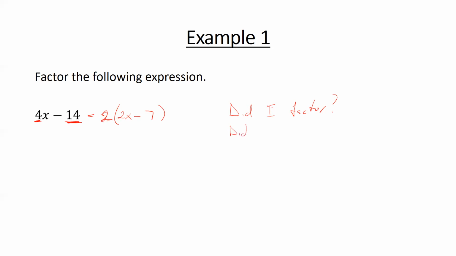The second question you should ask yourself is, did I factor correctly? And correctly basically means that if you were to do the multiplication, you should get your original expression. So if I multiply 2 by 2x, I get 4x. And if I multiply 2 by 7, I get 14. 4x minus 14 looks like we factored correctly.